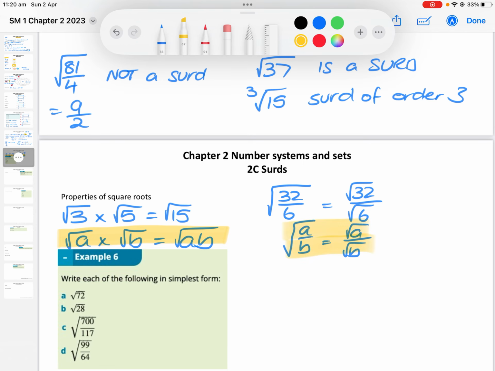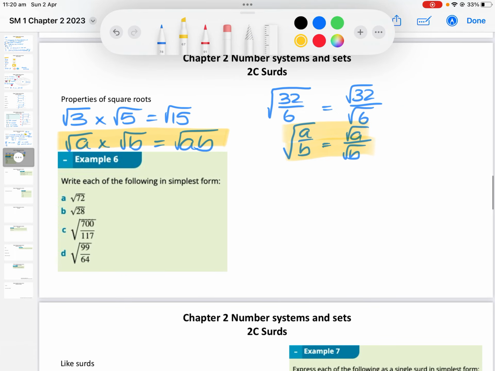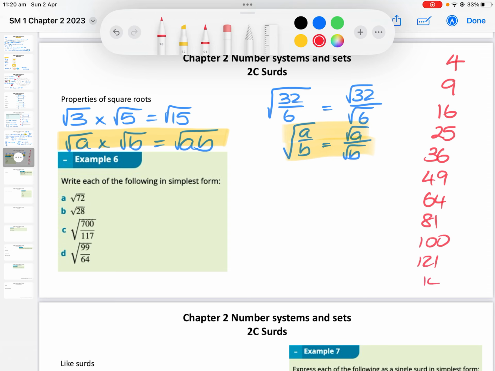All right, so what we're going to do now is practice writing surds in simplest form, and the way to do that is we have to look for a perfect square that goes into 72. So the first thing I'm going to do is list all my perfect squares, and my perfect squares are 1 times 1, which is 1, that's no use to me, 2 times 2, 3 times 3, 4 times 4, etc. I'll go to 144, that should be enough.